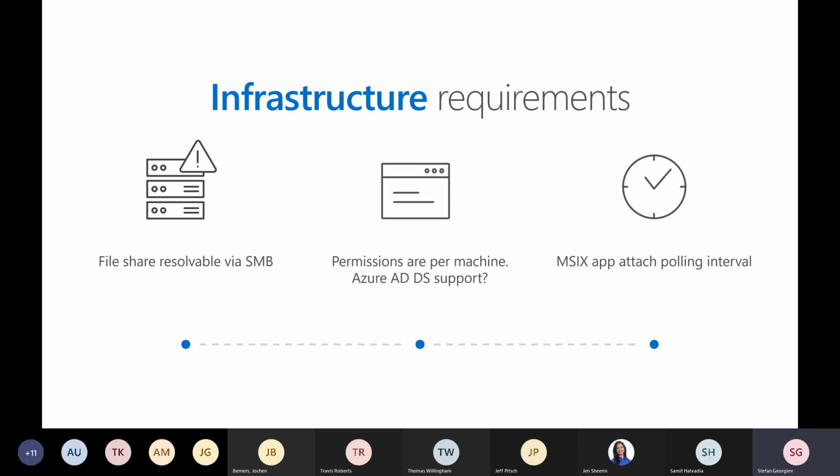So enough about the permissions and the file share. As you can see, problematic topic for me. I need to let it go. Let's go talk about the polling interval.